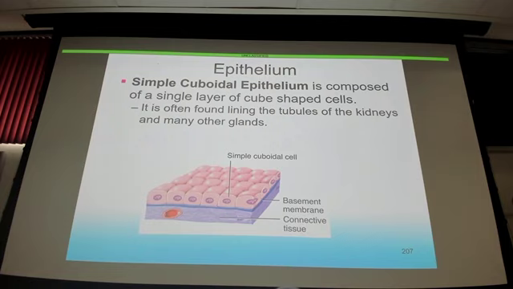Simple cuboidal means you have one layer of cuboidal cells. You see these also in the kidneys and lining some of the other glands. But a lot of times when we say simple cuboidal, we're looking at kidneys.